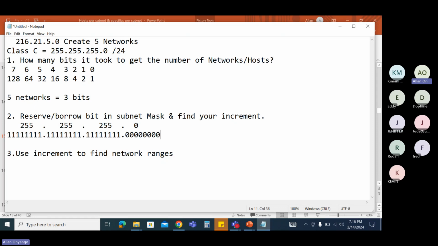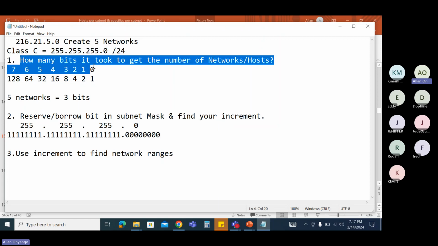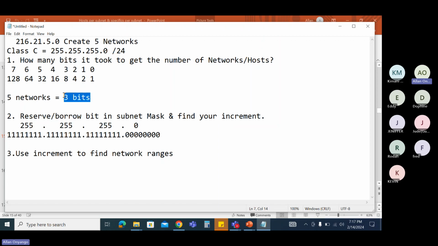So we want now to borrow. And by the way, when borrowing, you borrow from the host portion and take to the network portion, which means you are just going to borrow zeros and make them ones. Because network portion must have ones. Host portion must have zeros. So which bits are we borrowing? The bits we found in step one, which were how many bits? 3 bits.